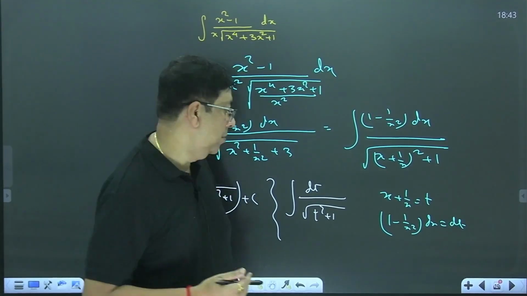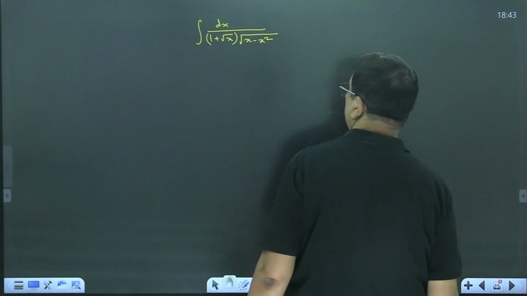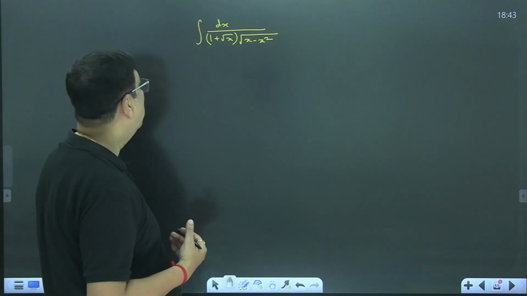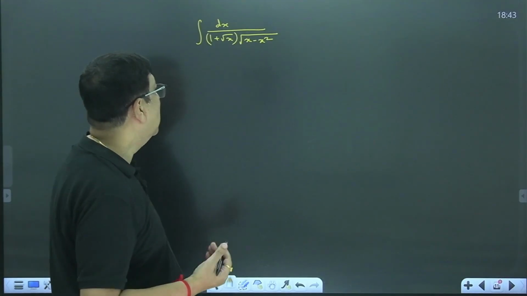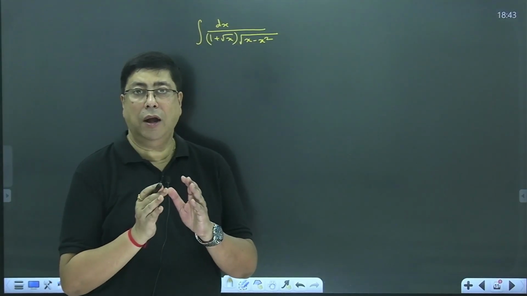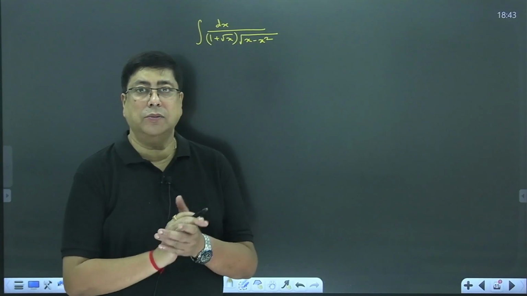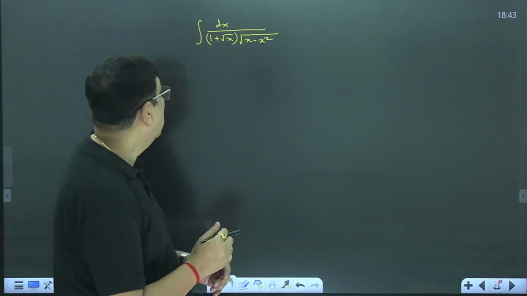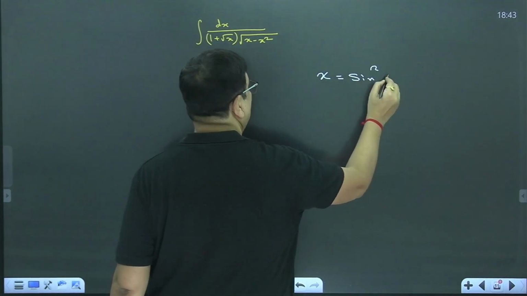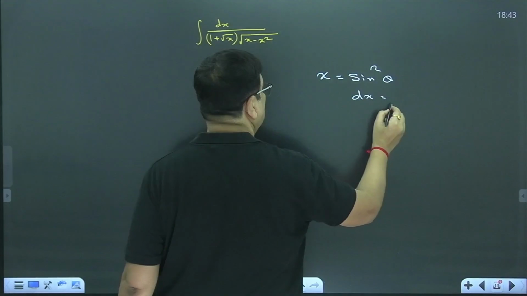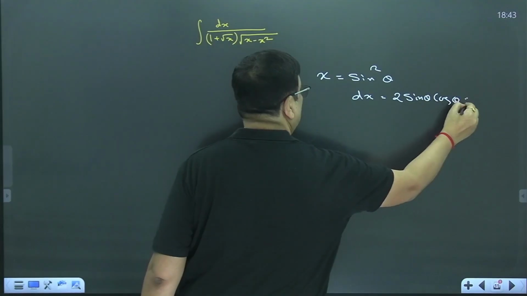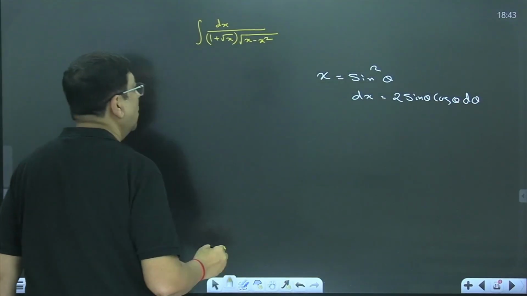Let's go to the next sum. So what we'll do? This is the sum where dx by root over of 1 plus root x into root over of x minus x. So actually, whenever this type of sum should be there, our main target will be to take some trigonometric substitution, right? So what to do here? If we take root x equal to sine square theta, so dx equal to 2 sine theta cos theta d theta.